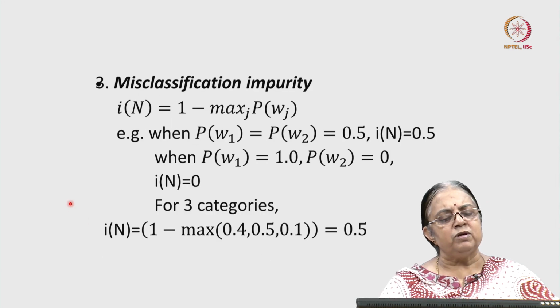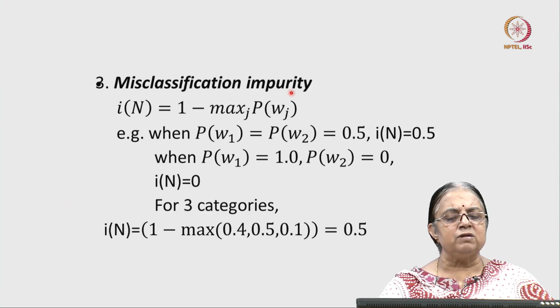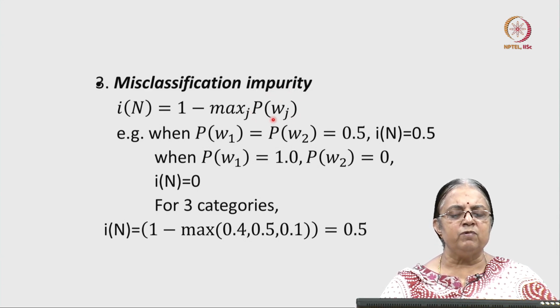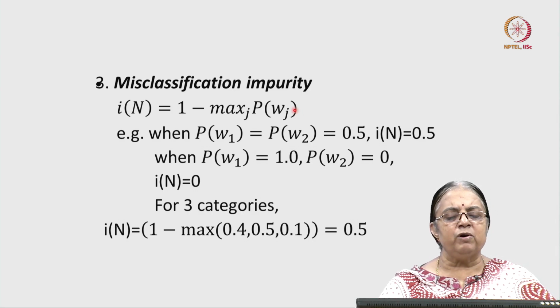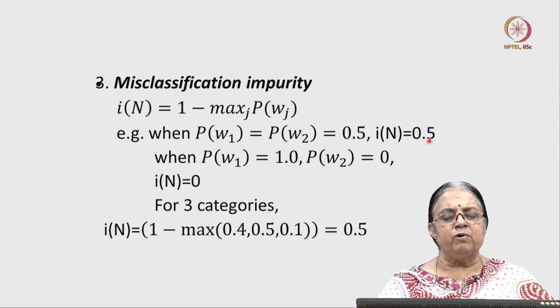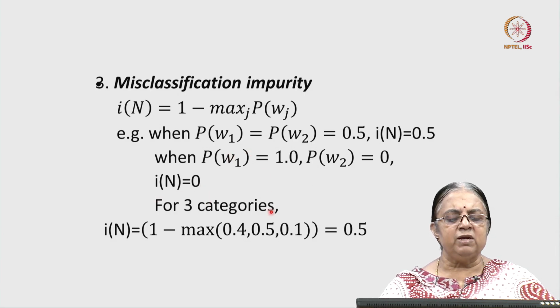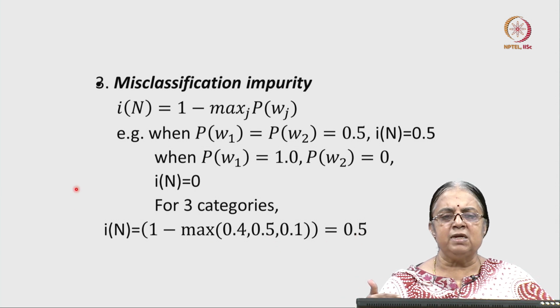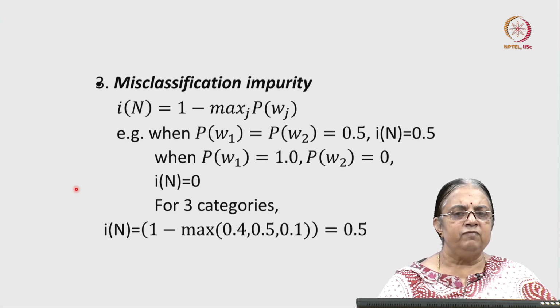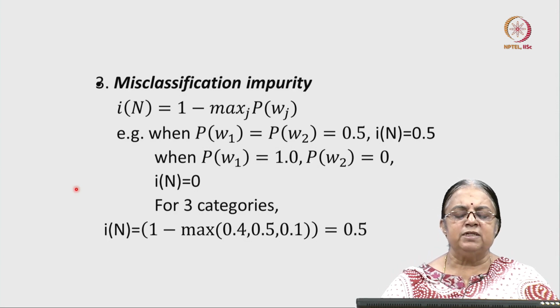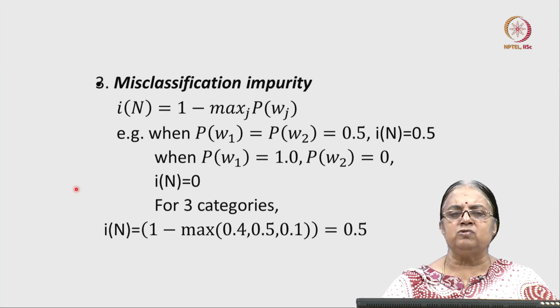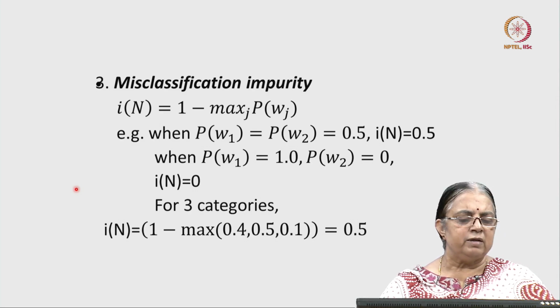The third type of impurity we talk about is called the misclassification impurity. Here you take the maximum of the p of omega j. So when it is 0.5, your IN will be 0.5. When it is 1 and 0, you will get IN is 0, and if you have 3 categories you will get 1 minus max of these, which is 0.5. So again you will get 0.5. So these are 3 different impurities which we can use to choose the attribute at a particular point.